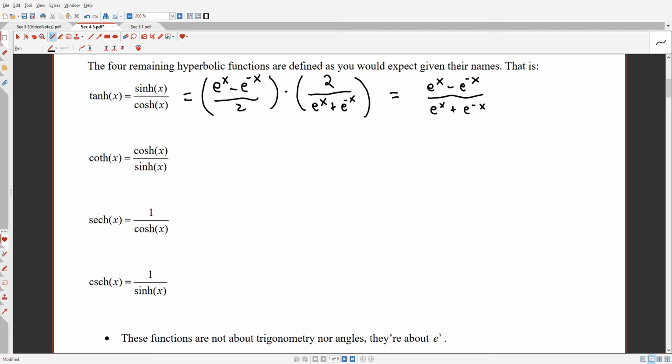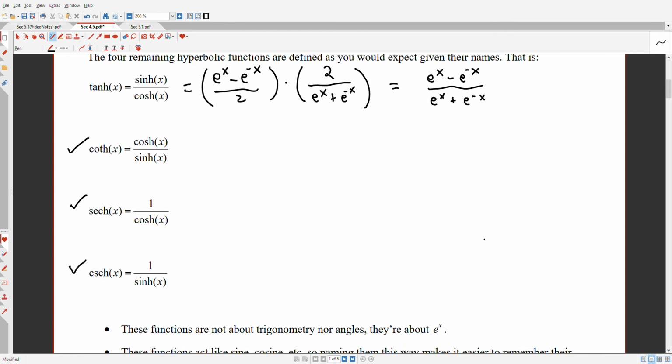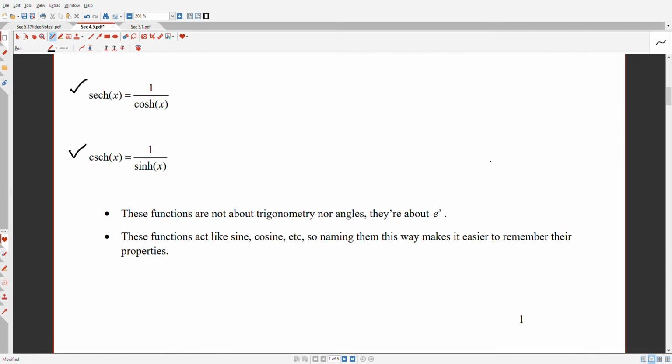Alright, so similarly, you can define the hyperbolic cotangent right below, the hyperbolic secant function, and the hyperbolic cosecant function. These, I'm actually not 100% sure what the most common pronunciation of these last three are. I suppose it's coth, sech, and cosech. But in any event, the three most important ones are sinh, cosh, and tanh.